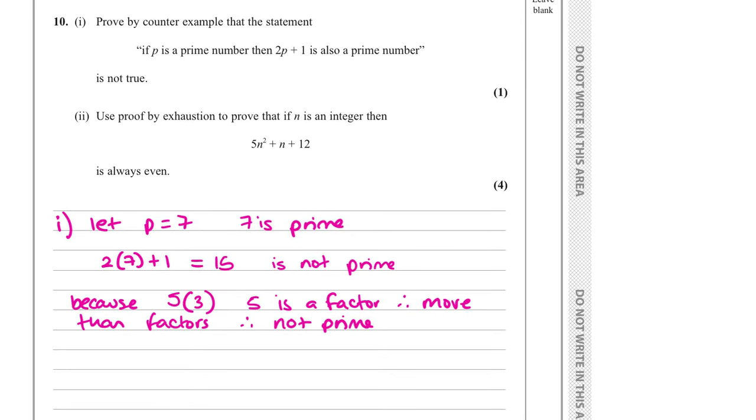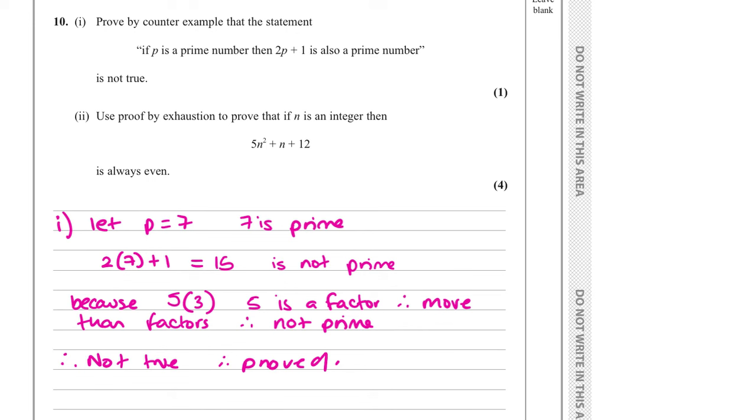So, therefore, not true. Therefore, proved. Okay, probably written way too much there. Should we see what the mark scheme says?